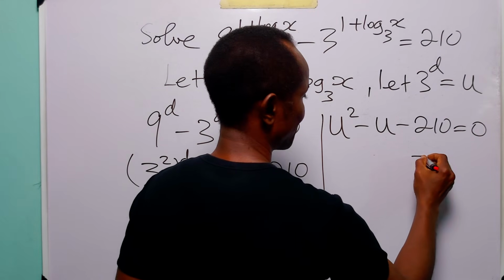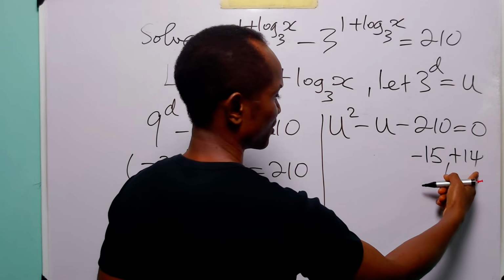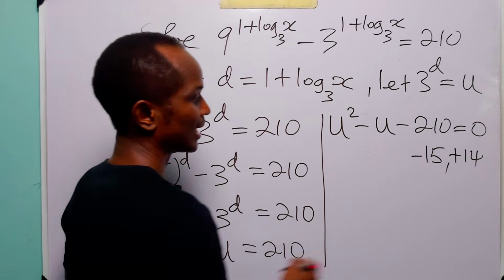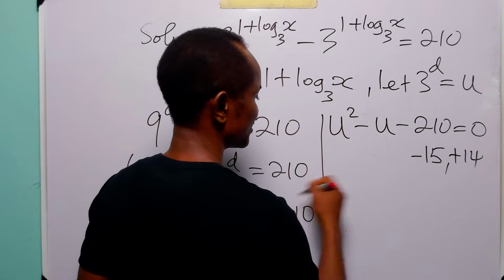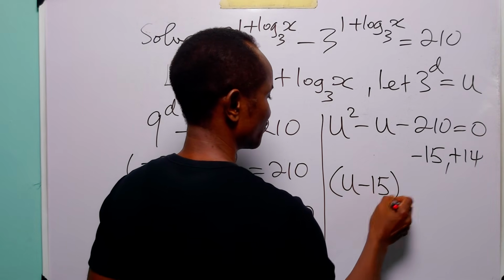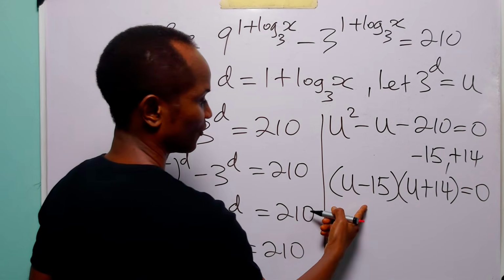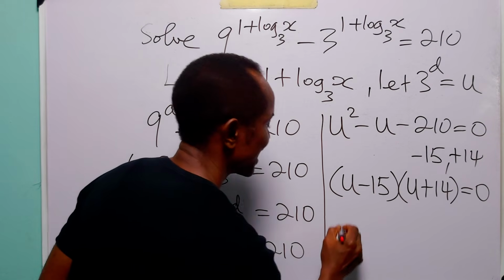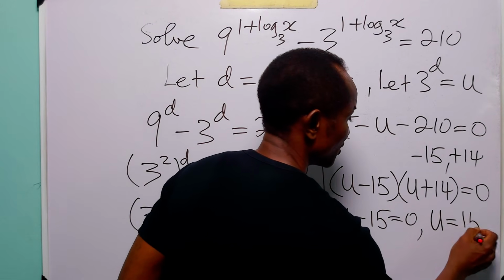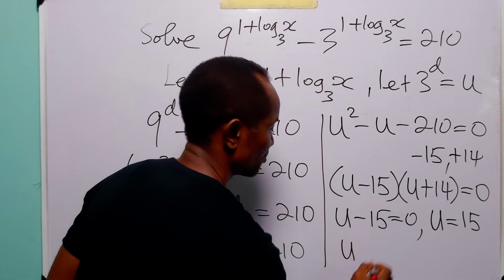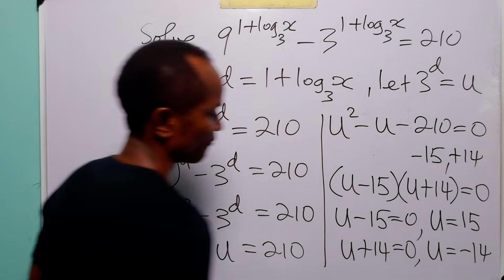We have minus 15 and plus 14, because minus 15 times plus 14 is equal to minus 210, and minus 15 plus 14 is equal to minus 1. So that means that we can factorize this equation as u minus 15 multiplied by u plus 14 is equal to 0. And of course, when we have a statement like this, it simply means that either u minus 15 is equal to 0, in which case u is equal to 15, or u plus 14 is equal to 0, in which case u is equal to minus 14.